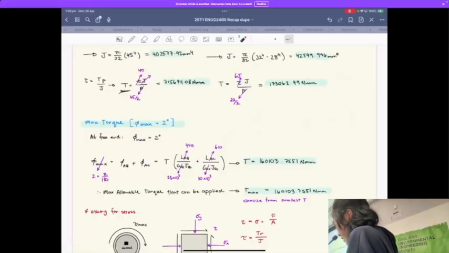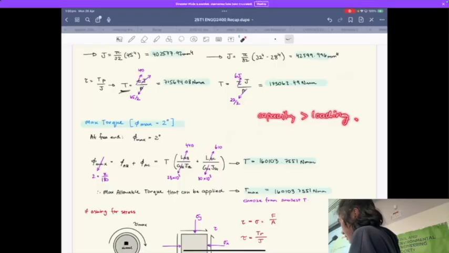You'll find that you'll have a lot of capacity has to be larger than loading. That's just essentially what this is. The capacity in this case being how much the failure of the rod is, or what the allowable is, and then the loading is how much you're actually putting on. So, yeah.